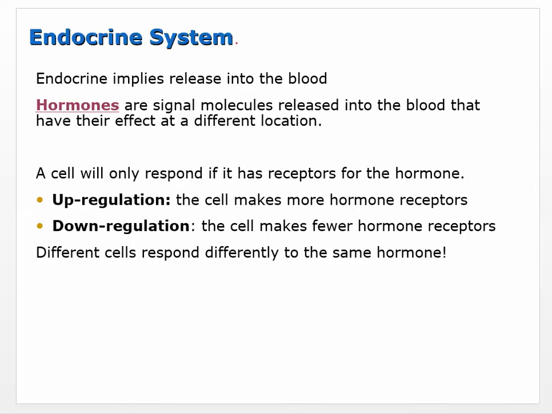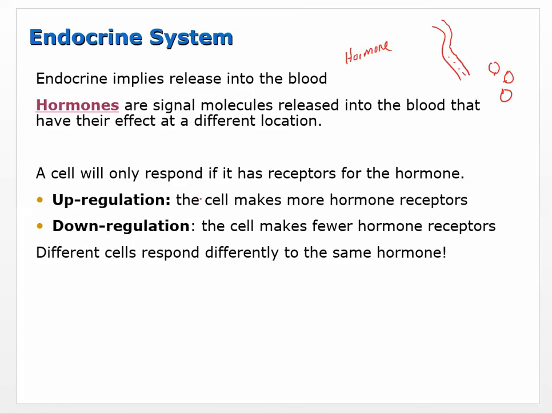Okay, so the endocrine system, this is going to be a brief run through. Endocrine implies release into the blood, and it's releasing hormones. That's one of the hallmarks of hormones: they're released into the blood, and then they have an effect on whatever cells happen to have a receptor for that particular hormone. So hormones go everywhere in the body, through the blood, through the extracellular fluid, and they only activate cells that have a receptor for them. So a cell will only respond if it has receptors.